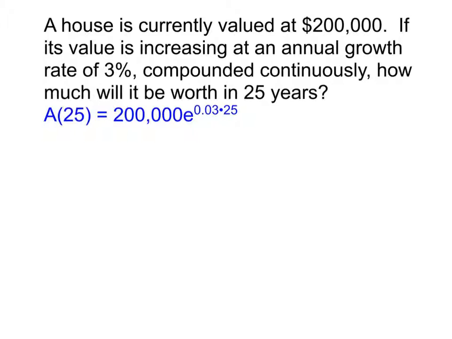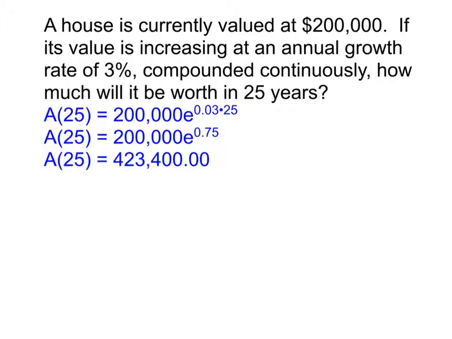Now, when doing this calculation, notice the first thing we need to do is we need to actually figure out what that exponent is going to equal. So we do the 0.03 times the 25. Then once we've done that, remember, I have to do the exponent before I do the multiplication. In other words, I have to do e to the power of 0.75 first. So you type in the 0.75 in your calculator, do e to the power of that. Then once you have that number, multiply it by the 200,000. If all has gone well, you should be getting an answer here of 423,400. Fairly pretty number, actually, surprisingly.